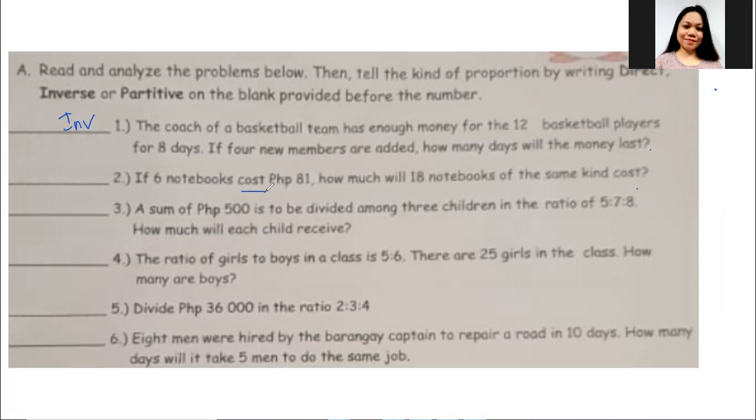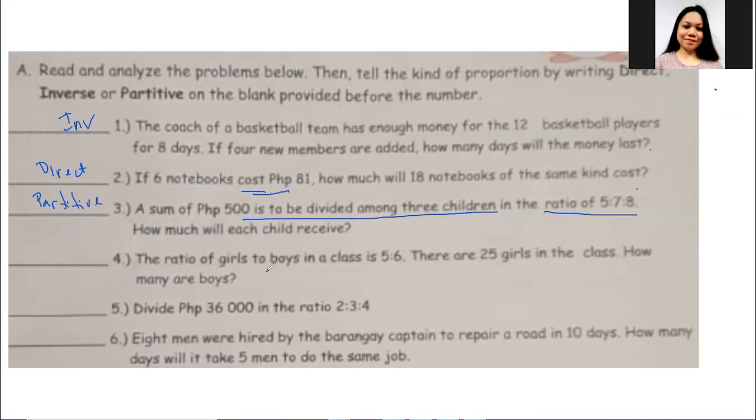So this one is obviously a case of direct proportion, because obviously the more notebooks you have, the more it will cost, right? The sum of 500 is divided among 3 children. So this is your clue right here. It's divided among three children, and then you're given a ratio. So this is a good example of partitive proportion.